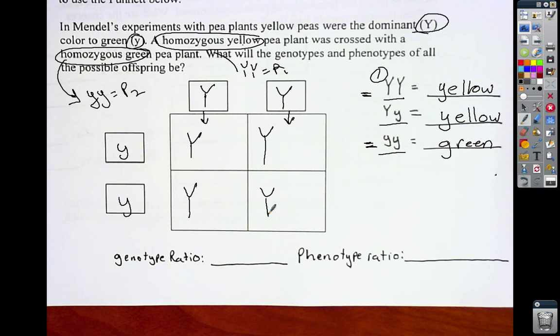Step 5 is to transfer parent 2's alleles into the boxes to the right. So I'm going to bring the little y's across. Little y, little y, little y, little y. The Punnett square is done when I have two letters in each box because each zygote can only have one allele from each parent, resulting in two.